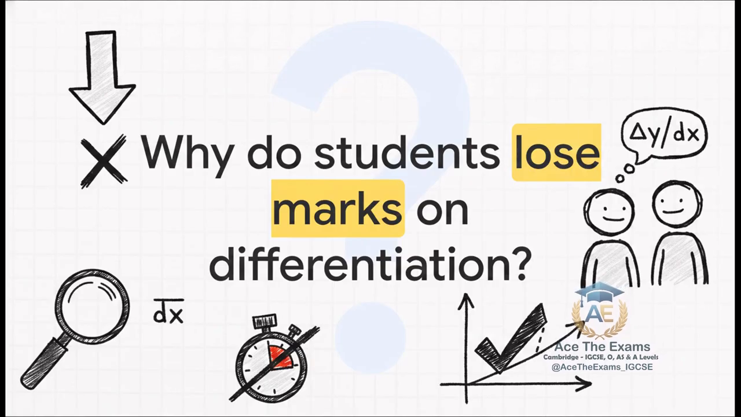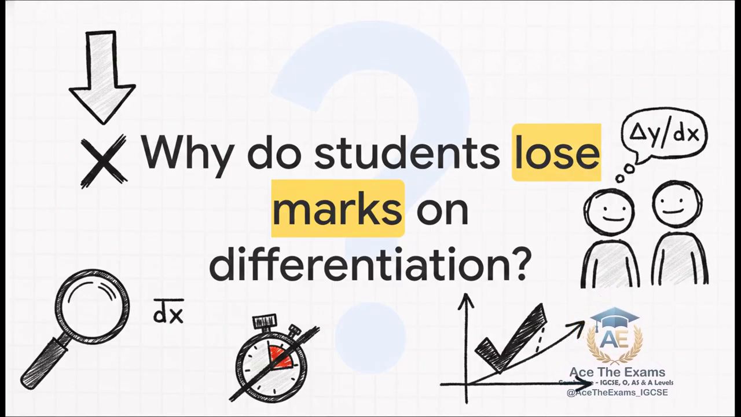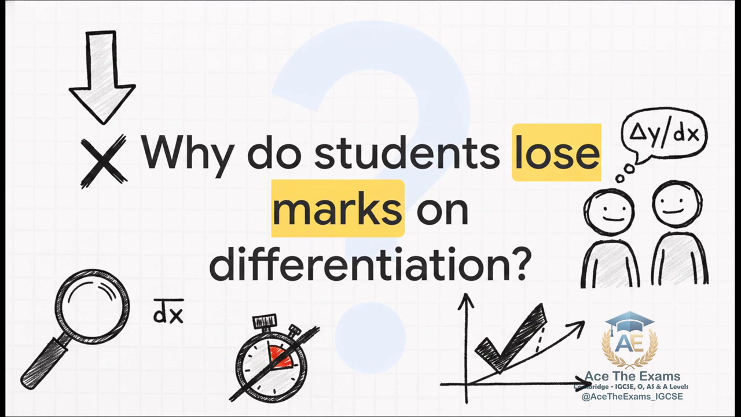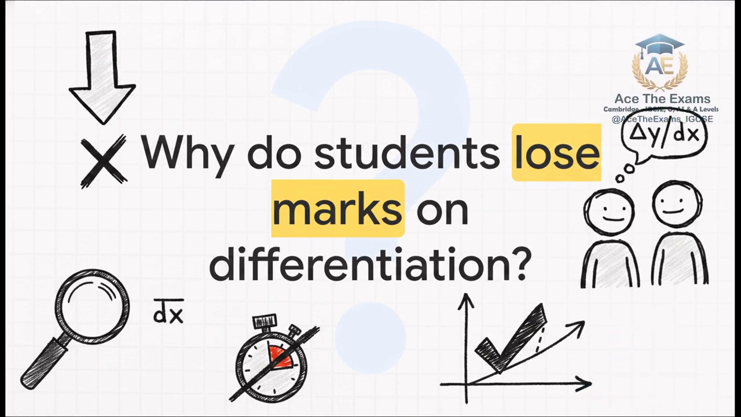Why exactly do really intelligent, highly capable students like Alex and Sam completely hemorrhage marks on differentiation questions? It honestly isn't because they don't know basic calculus. Most of you watching know how to drop the power and multiply. The real reason is that they do not understand the subtle, critical language of the examiner. Think of it like a strict grammatical code.